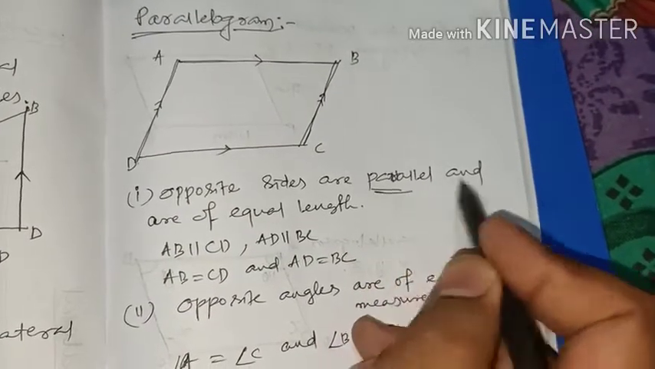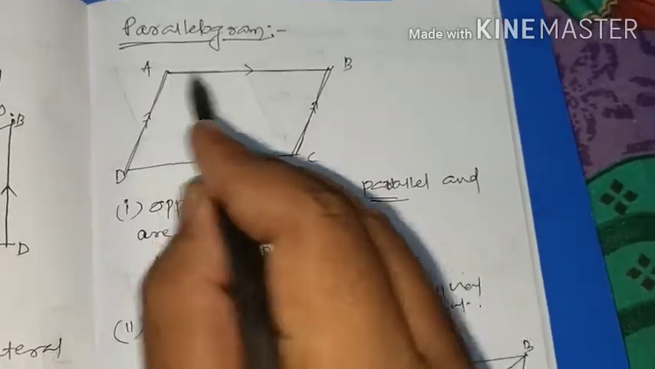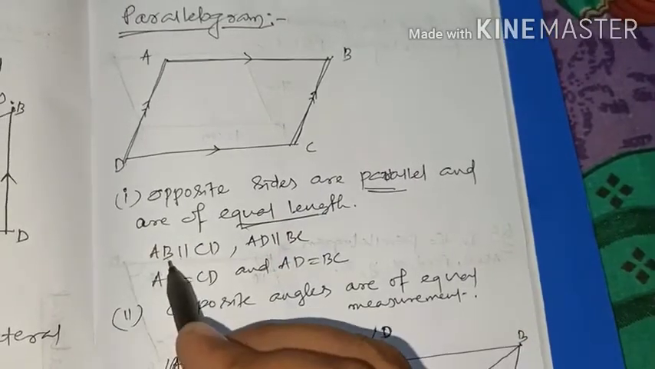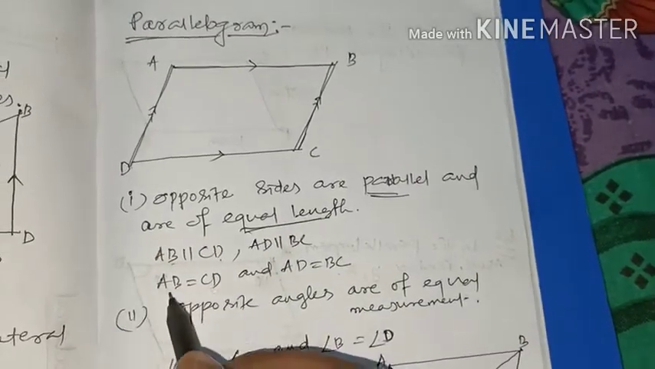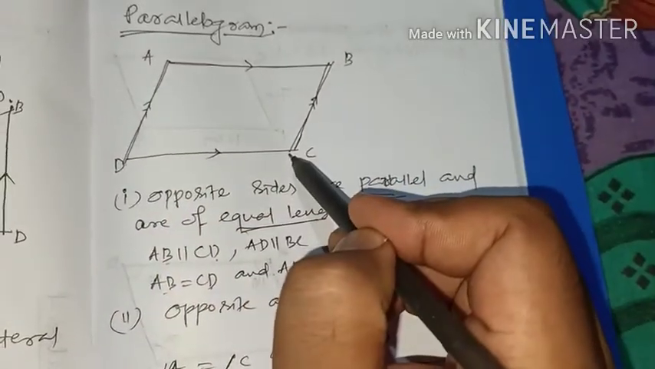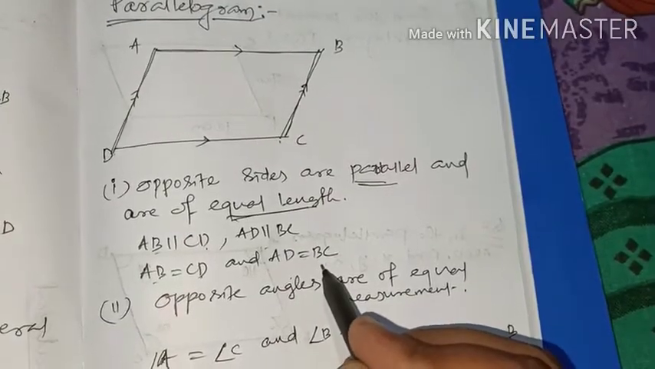Opposite sides are parallel and are of equal length. Not only parallel, they are of equal length. So AB and CD are not only parallel sides but their lengths are also equal. Like AB parallel to CD, also AB equal to CD. Like that, AD and BC are not only parallel but their lengths are also equal. So AD parallel to BC and AD is also equal to BC.